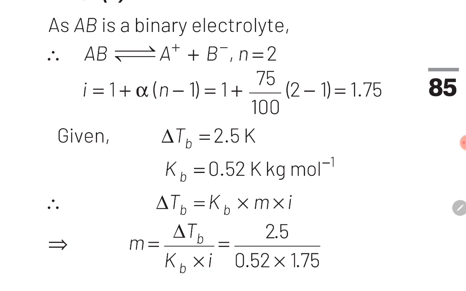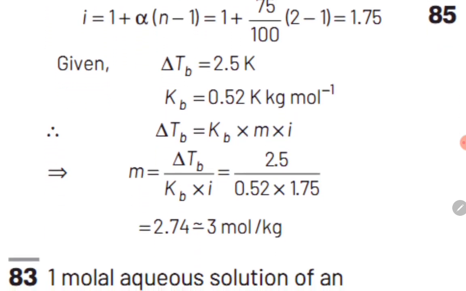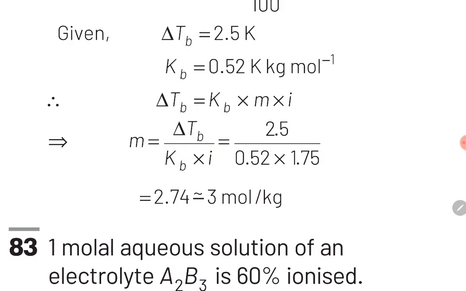Guys, once we know the value of Van 't Hoff factor, we'll use the formula of elevation in boiling point. Delta TB is equal to i into KB into molality. Guys, we'll substitute the value of delta TB as 2.5 Kelvin. The value of KB has been given as 0.52. And guys, the value of Van 't Hoff factor i is 1.75. So once we substitute these values, we'll obtain the value of molality as 2.74, which is approximately equal to 3 mole per kilogram. So guys, with this we have completed this question. Now let's move ahead to the next slide.